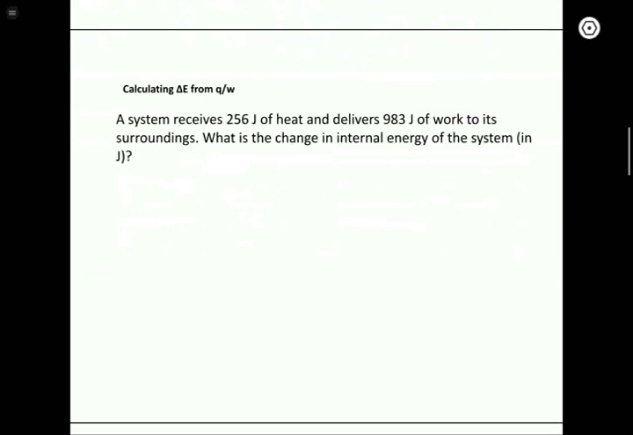And then this problem here, calculating delta E using Q and W, or heat and work, takes it one step further. So we learned that the change in internal energy for a system is equal to Q plus W. So it's heat plus work. It's a very simple equation, but we need to take into account the signs yet again. The sign convention is perhaps the most difficult part. So we have to read the problem to get the sign. So we're given two positive numbers.